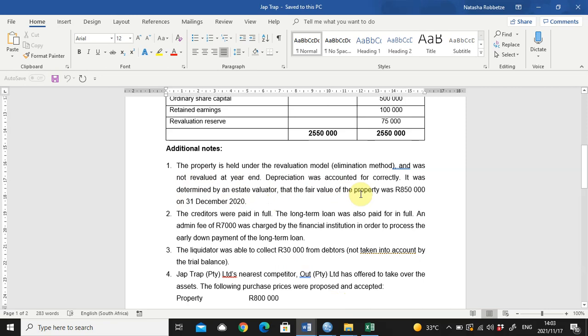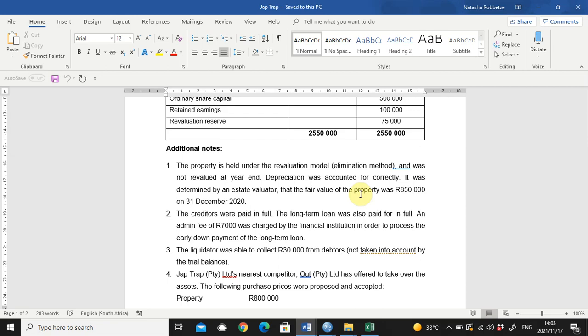of December 2020. So what is important about this question is that we are faced here with a revaluation that needs to be done before we start with our 7 steps of liquidation. So here we need to apply our first semester knowledge of revaluations and the revaluation model under IAS 16 in order to answer this part.